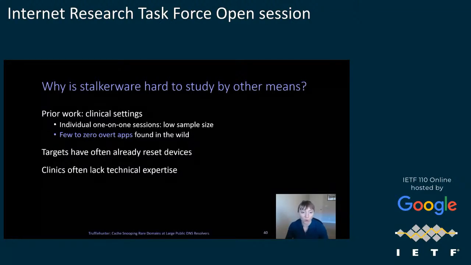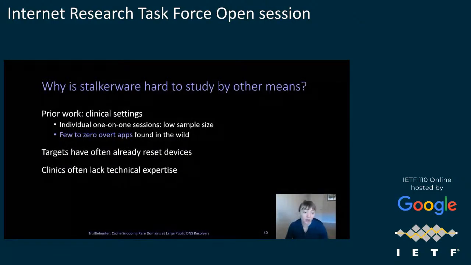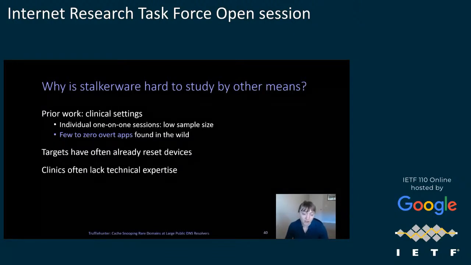So it really does beg the question of how much of this overt stalkerware is out there. Additionally, by the time a target has come in to talk to a professional, they have often already reset their devices. So it's difficult for a clinic to tell which apps were on there before the reset. And finally, clinics often lack technical expertise. So if they aren't working with someone who does have expertise in this space, it can be very difficult for them to tell if a device has stalkerware installed.